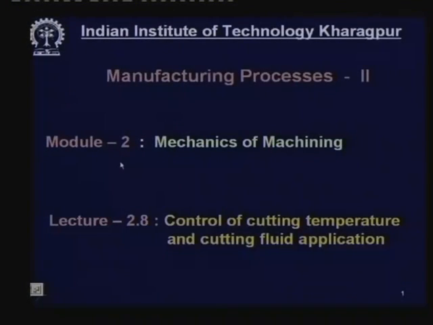Now, our course is Manufacturing Processes 2 and Module 2 is continuing, which is mechanics of machining, and this is lecture number 2.8. In the previous lectures you have heard about different aspects of cutting temperature that develop in machining, and this cutting temperature is very detrimental for the tool as well as for the job, and this has to be controlled or reduced. So, our topic today is control of cutting temperature, which is normally done by cutting fluid, and so our topic also includes control of cutting temperature and cutting fluid application.